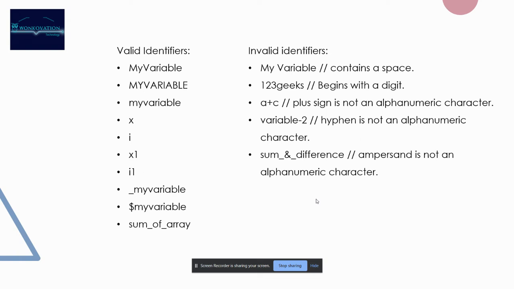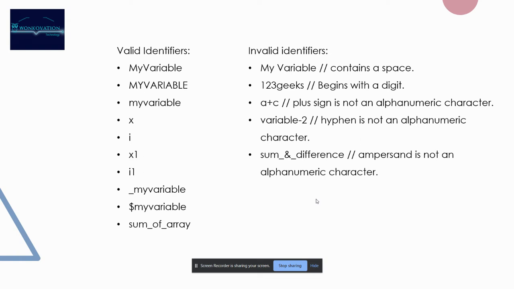Here, myVariable with M and V capital and MYVARIABLE in complete uppercase are treated differently because Java is a case sensitive language. And myvariable with all characters as lowercase is a different variable. Now, x, i, x1, i1 are all valid identifiers because they consist only of alphanumeric characters and they are not starting with a digit. Underscore myVariable, dollar myVariable are again valid identifiers because they are alphanumeric characters and they are not starting with a digit.